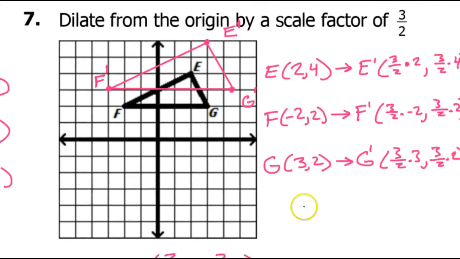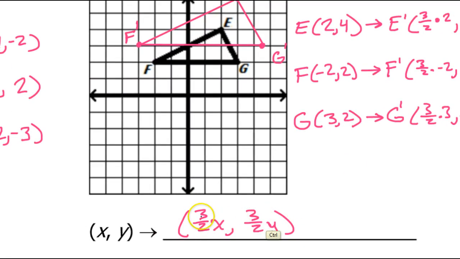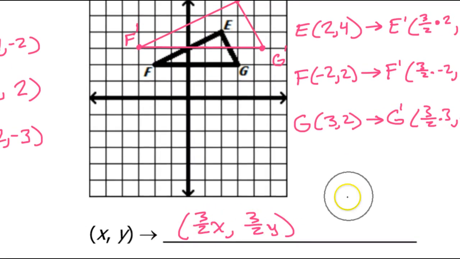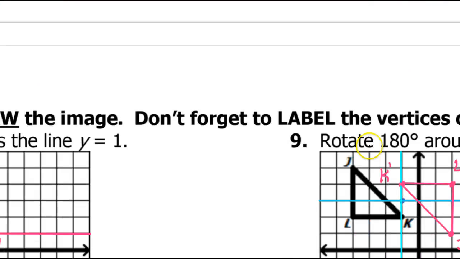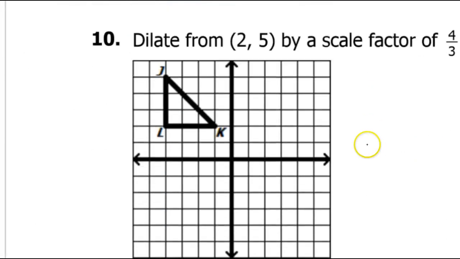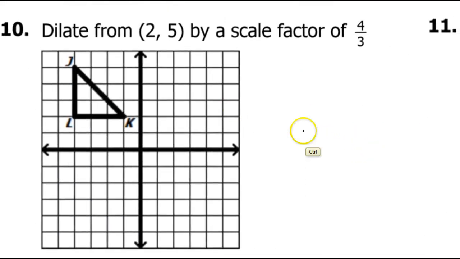Back on problem number 7, when we dilated from the origin by a scale factor of 3 over 2, all we had to do was multiply x and y by 3 over 2. Alright, and then you just get the answer. Okay, but because this is not from the origin, it is from 2 comma 5, I cannot just multiply everything by 4 over 3. That would be a common mistake.